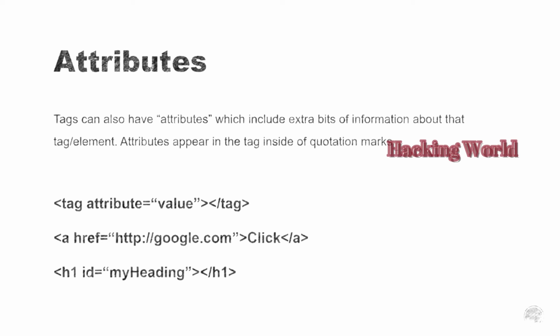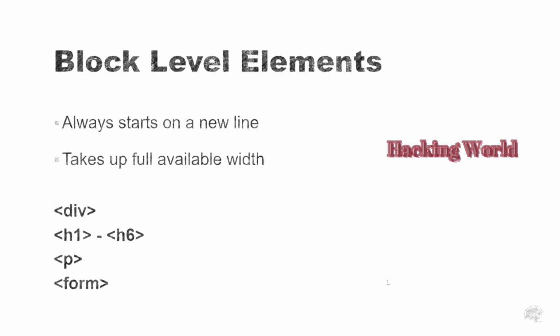All right, and then here we just have an H1, and we're using the attribute ID, which is used to identify certain elements for CSS or maybe for JavaScript or jQuery, whatever it may be. All right, and we're just setting that to my heading. We'll be looking at attributes throughout this section.